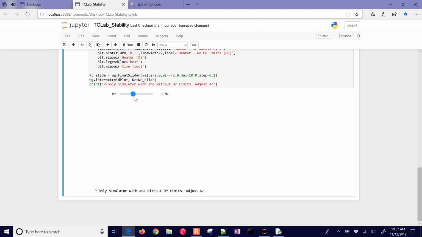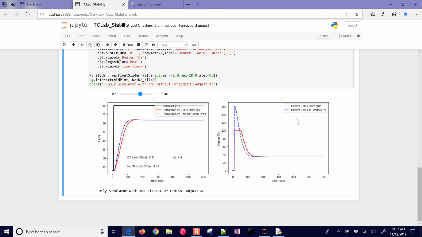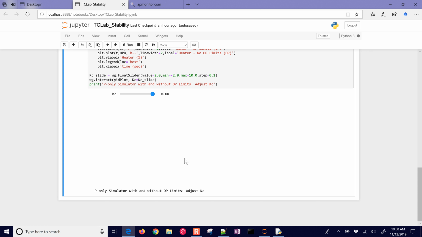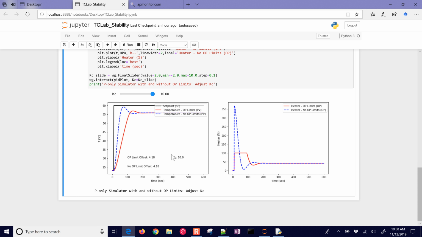So as I adjust the gain, I've got 2 responses here. I've got one without any output limits, which is the blue, and one with the output limits, meaning that the controller is really constrained to be between 0 and 100. So we're going to get some different values. Let's see if we can take this unstable by making the gain larger. You can see the oscillation there. It had a little bit of an overshoot versus a steady state value. You can see the KC going up. It just has to recalculate every time it moves that slider bar, so you see it'll update.